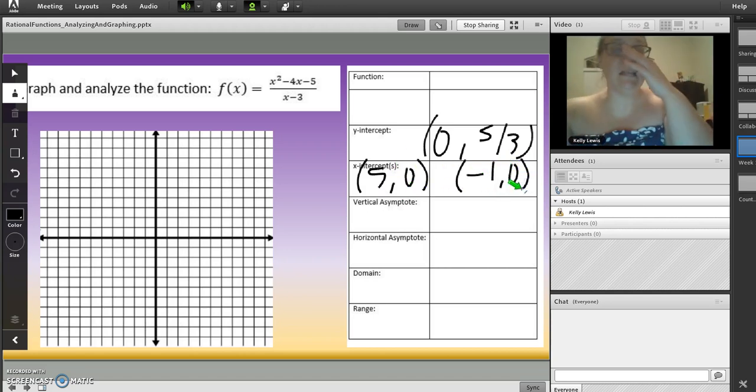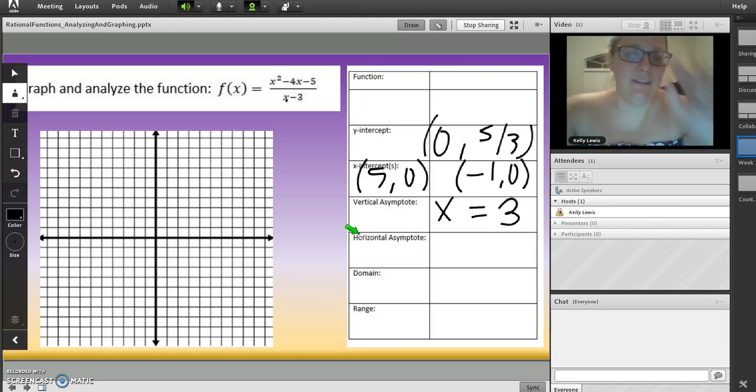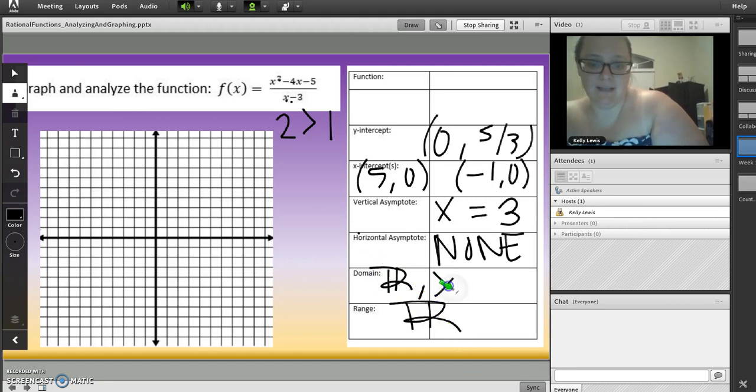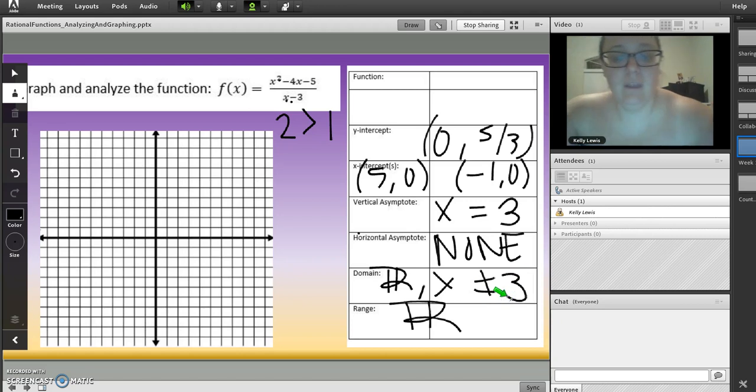Okay. Vertical asymptote, you set the bottom equal to 0 and solve. So if we set that bottom equal to 0 and solve, we would get +3. Horizontal asymptote, you look at the degrees, and so the numerator degree is 2, the denominator degree is 1, so that's greater. And so when the numerator is greater than the denominator, there's none. So that means that the range is all real numbers, and the domain would be all real numbers except x cannot equal 3.